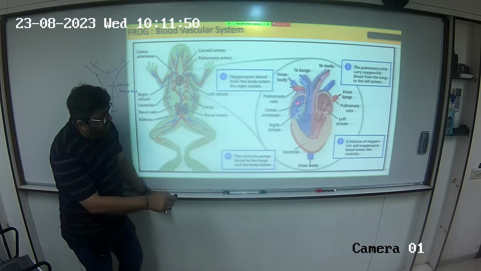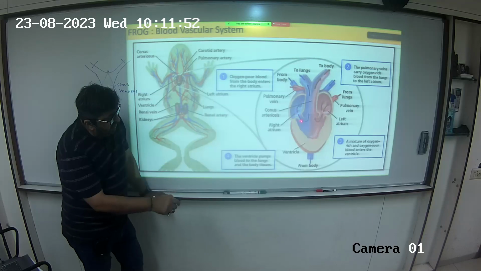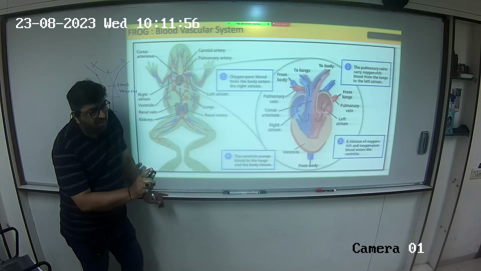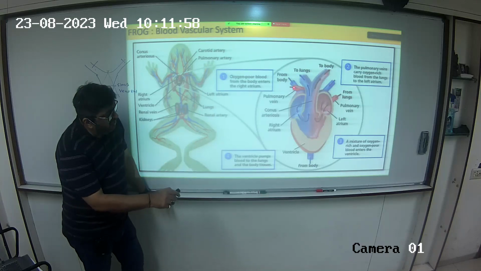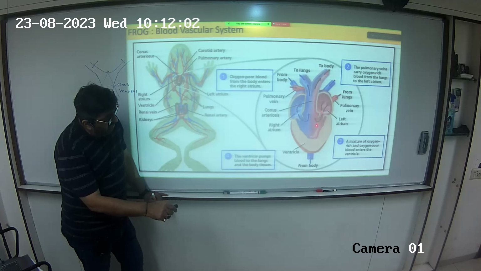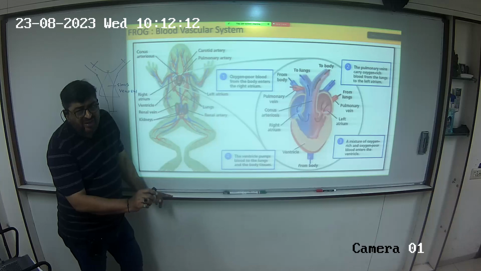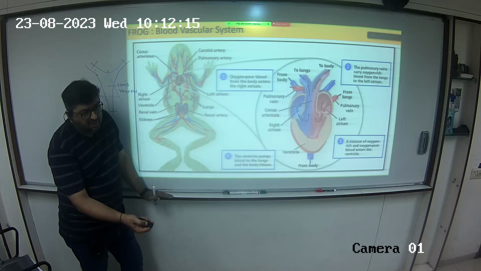ठीक है? तो अब यहाँ पे right atrium में आ गया. Right atrium से नीचे ventricle में. You will not say right ventricle because it's only ventricle. Okay. Now from the lungs, can you see coming in the left atrium here now? Yes. And coming back into the ventricle. So ventricle में you have mixing of both oxygenated and deoxygenated blood. Right? So उनको कभी oxygenated blood मिलेगा ही नहीं. That's why they're cold-blooded, ना?